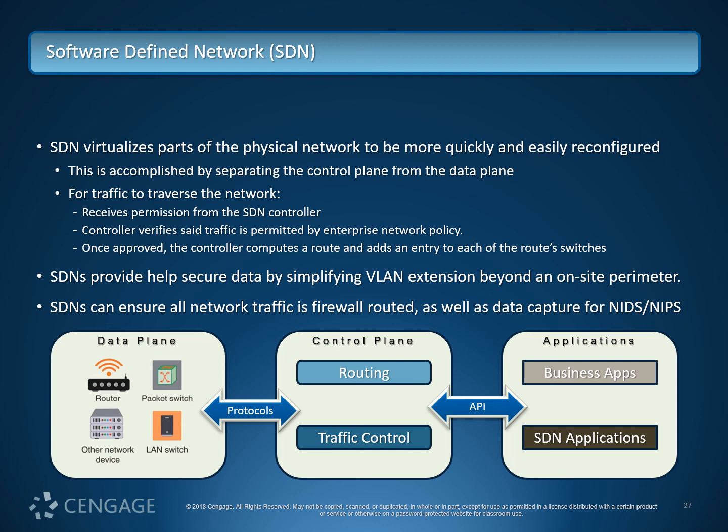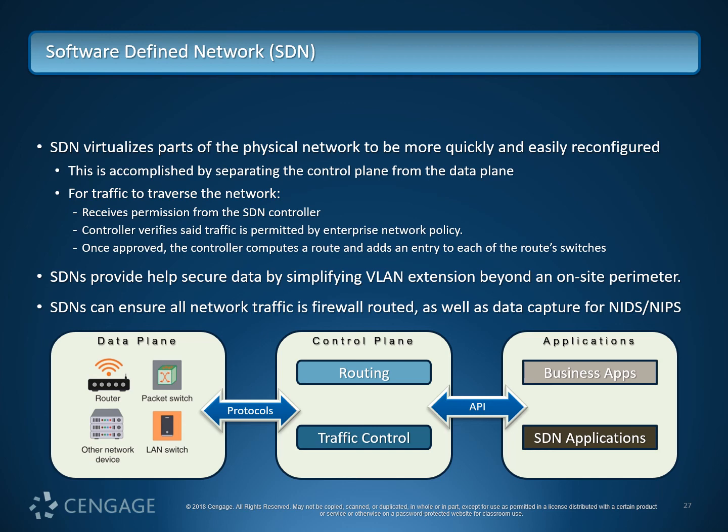SDNs can help secure data by simplifying VLAN extension beyond the on-site perimeter. So again, we talked about a little bit ago how a CASB is going to help you make sure that enterprise policies are being enforced off-site. SDNs are able to do that as well, so that we can make sure that VLANs are able to extend to secondary and tertiary sites as well, so working with VPN or cloud instances.